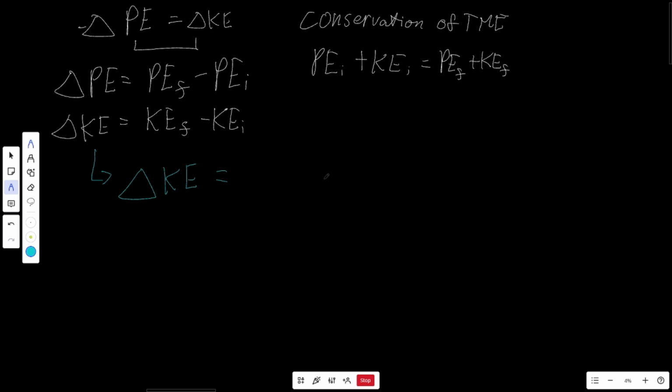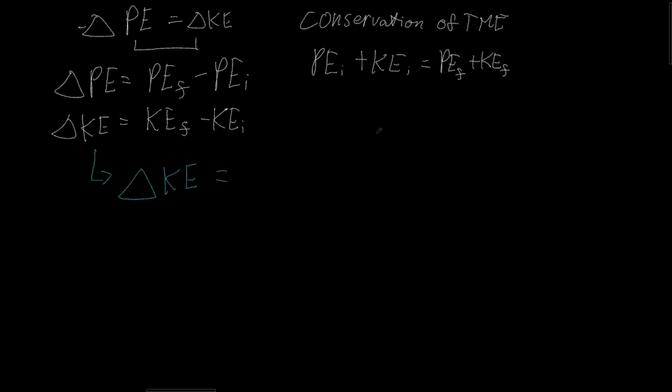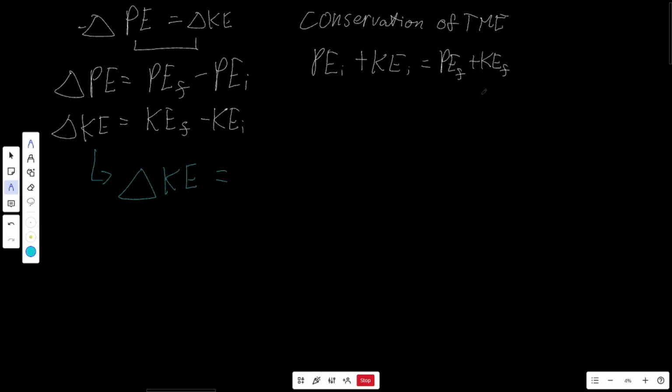Now before that, let's try to derive KEF. Because I think that when KEF is defined in terms of PE as well, we can actually cancel out KEI. So let's test that out. Let's see if that's true. We can derive KEF from this law right here. If we isolate KEF, we'll get PE initial plus KE initial minus PE final is equal to KE final.